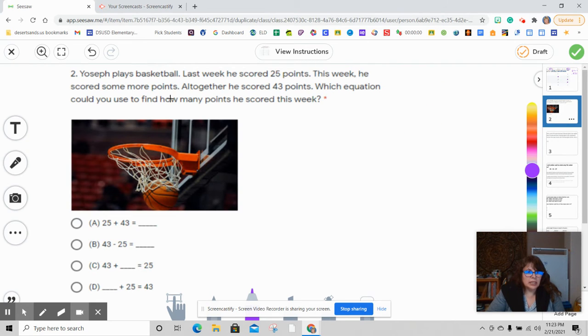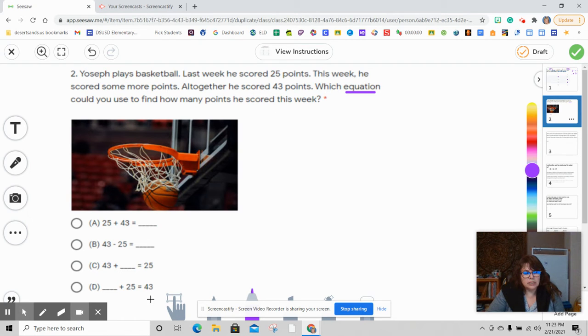Okay, now the next one is Joseph plays basketball. Last week, he scored 25 points. This week, he scored some more points. Altogether, he scored 43 points. Which equation? Now, what is the word equation? Well, it says, which equation could you use? So you already know that equation will be the same as a number sentence. So which equation will you use to find how many points he scored this week?